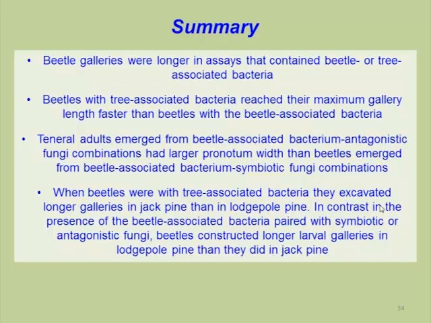This is the experiment we have. And then we also have that adults emerged from the beetle-associated bacterium and antagonistic fungal combination had a larger pronotum width. This larger pronotum width indicates that the beetles are big. The sizes are bigger than the others.